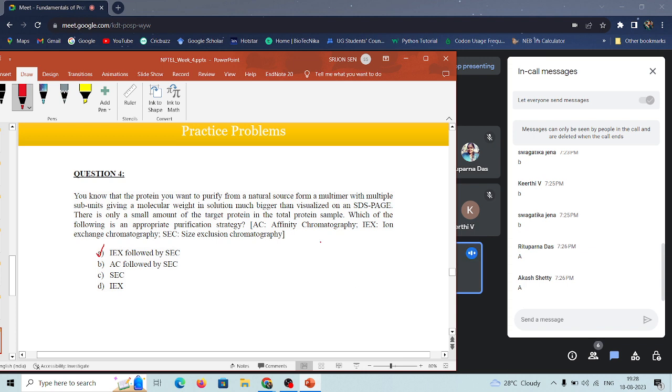Affinity chromatography requires a good amount of protein. So as the protein is dilute, you use ion exchange chromatography, and as your protein is in the multimer form, that's why you use SEC. So that's why A is the correct option. Now moving on to the next question.